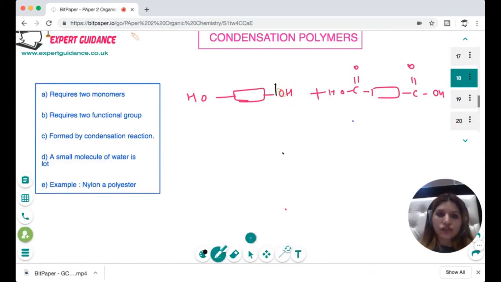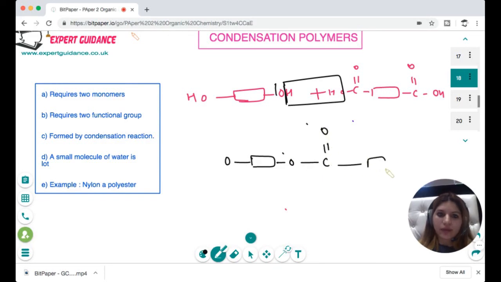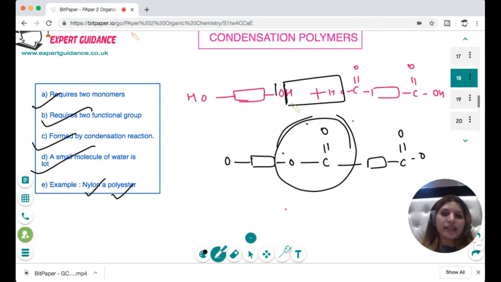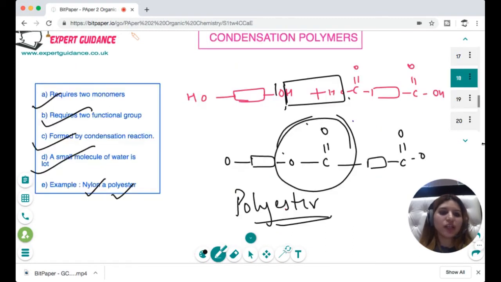So the hydrogen will be lost here, and the OH will be lost here. What we are left with is O, and then C double bond O, and again C double bond O. So you can see that this is the new bond that is formed by a condensation reaction. We have 2 functional groups facing each other, and we have removed a molecule of water. A small molecule like water is lost. Examples are nylon or polyester. This one is between an alcohol and a carboxylic acid, so this is a polyester. An example of the other is nylon. So this is the difference between addition and condensation polymers.